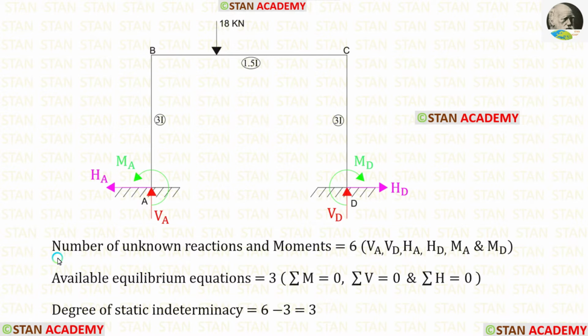In this frame, the number of unknown reactions and moments is 6. They are VA, VD, HA, HD, MA and MD. The available equilibrium equations are 3: sigma M equal to 0, sigma V equal to 0 and sigma H equal to 0. The degree of static indeterminacy is equal to 6 minus 3, so we will get 3. From the point D, let us remove MD, HD and VD.